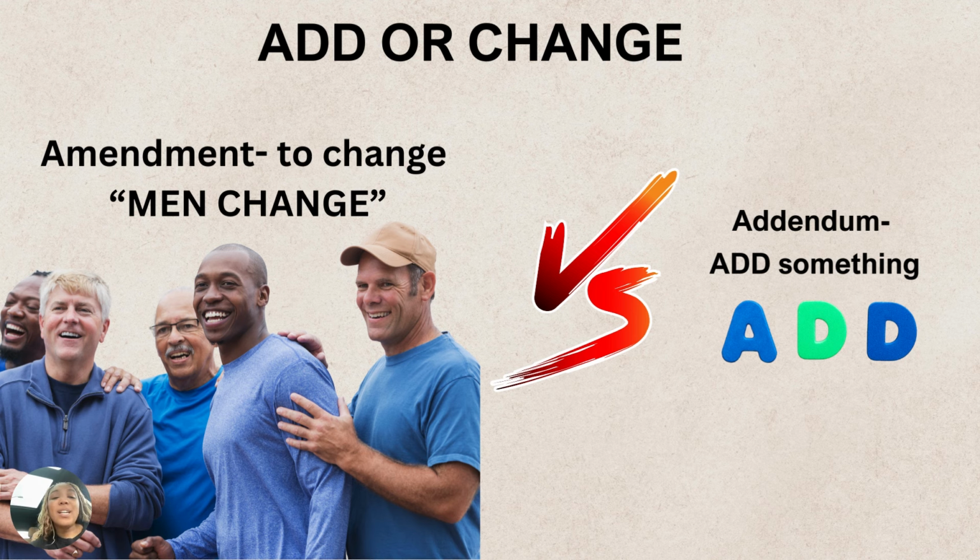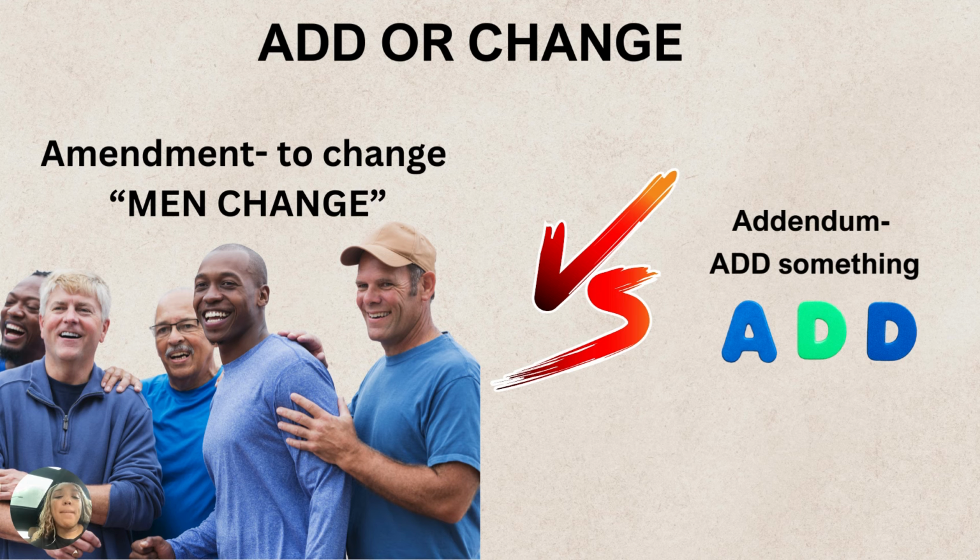All right, so these are other acronyms that I want you guys to know. So amendment means to change. So when you have a contract, that means to change the contract. Versus addendum means to add something to the contract. Excuse me, fellas, for this, but this is a great way to remember this if you get confused with amendment and addendum.